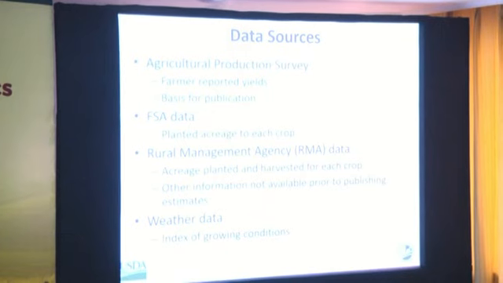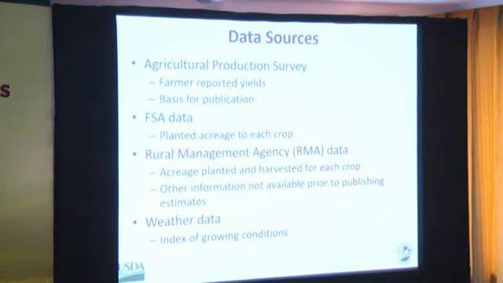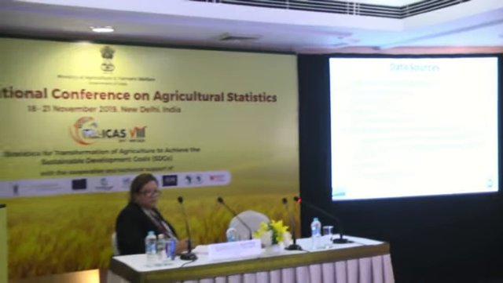Now, we are moving to model-based county estimates, so we don't rely so heavily on our survey estimates. We still use the Agricultural Production Survey, which is the survey where farmers report their yields, and it is the foundation upon which our publication standard is based. In addition, we use FSA, Farm Service Agency data, and from that we get the planted acreage for each of our crops, especially corn here. We also have the Risk Management Agency data, and we have from there acreage planted and harvested for each crop. And there's other information, but not in the time we need to actually produce our estimates. In addition, we have weather data, and we use an index there of growing conditions.